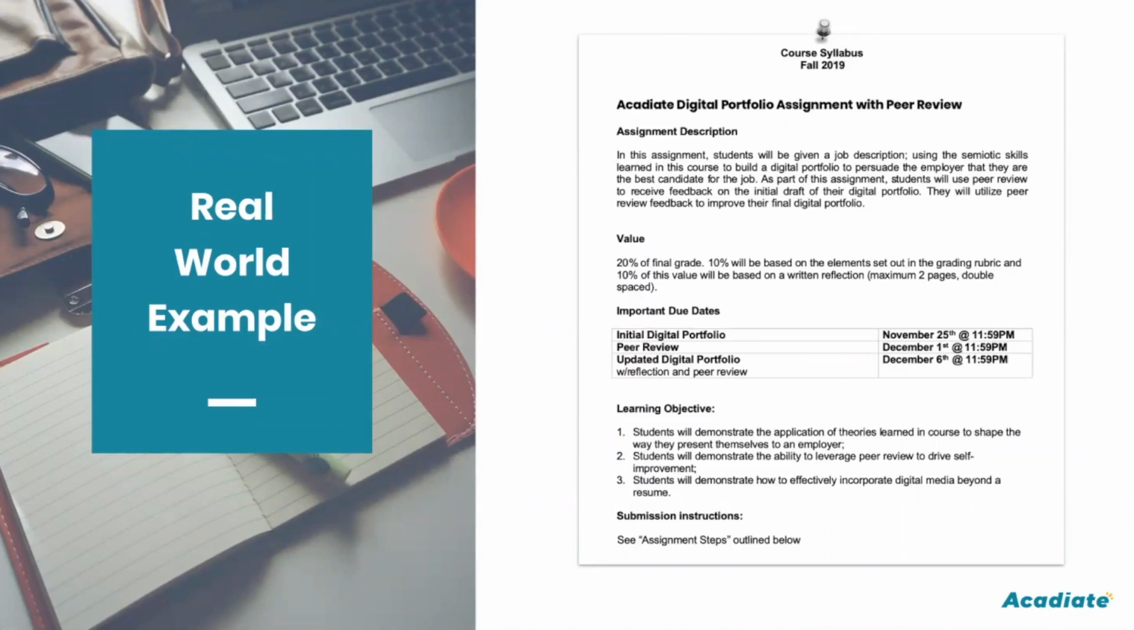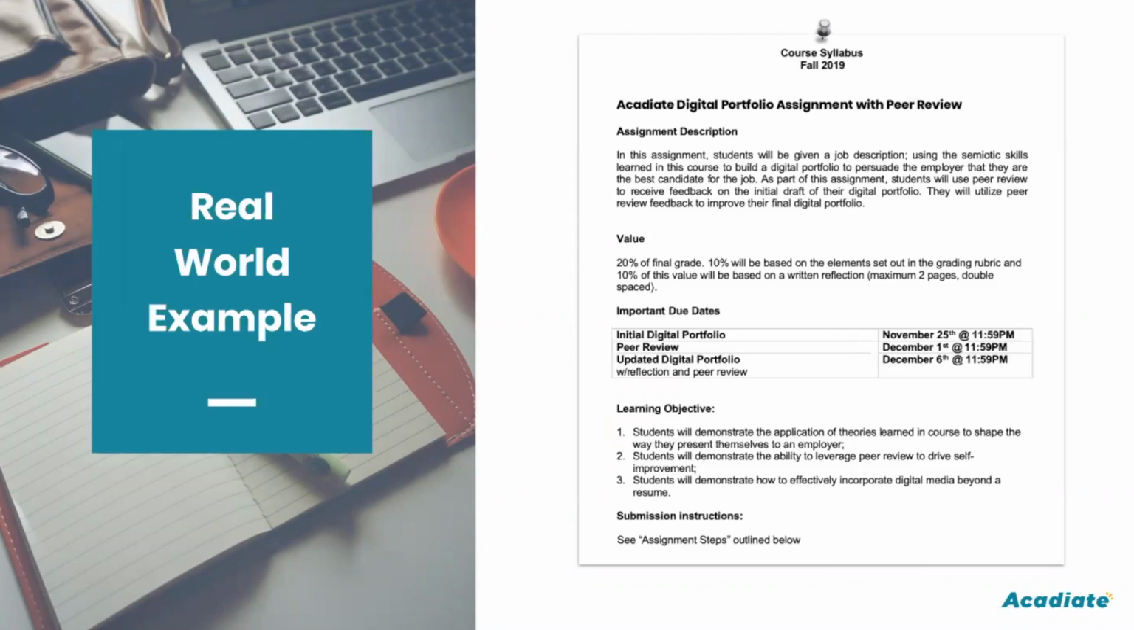In this assignment, students will be given a job description. And using the semiotic skills learned in the course, they'll have to build a digital portfolio to persuade the employer that they're the best candidate for the job. As a part of this assignment, students will use peer review to receive feedback on the initial draft of their digital portfolio, and then they'll use peer review feedback to improve their final digital portfolio. The value is 20% of the grade, 10% based on peer review elements of the grading rubric, and 10% based on the reflection that they write on that.